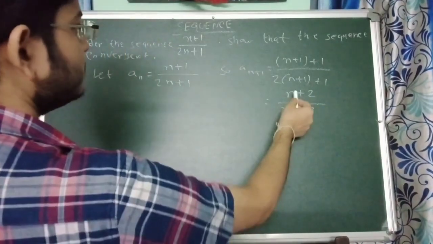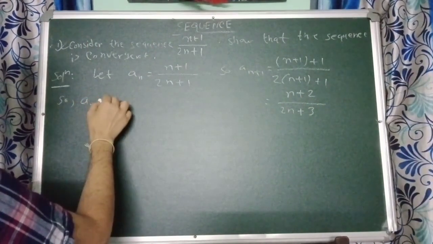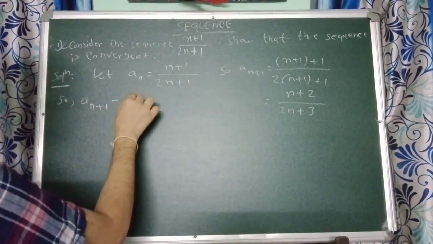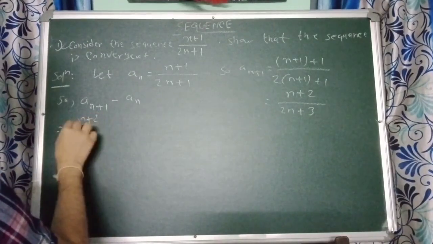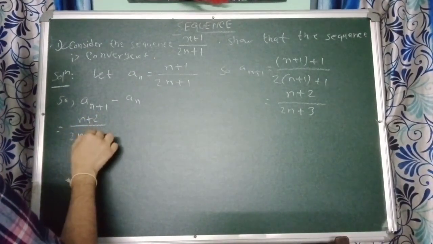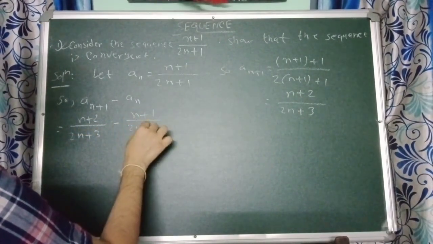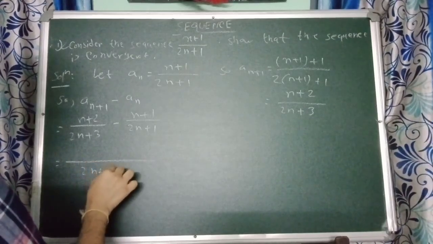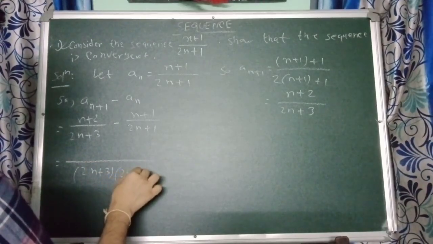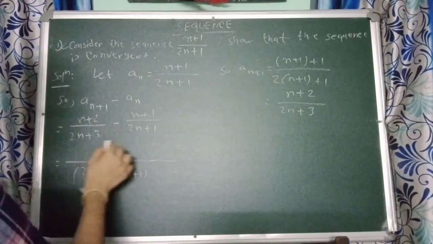After simplifying, we get this kind of expression. So, a_{n+1} minus a_n equals (n+2)/(2n+3) minus (n+1)/(2n+1). Simplify this expression.